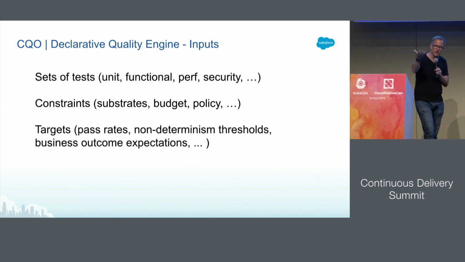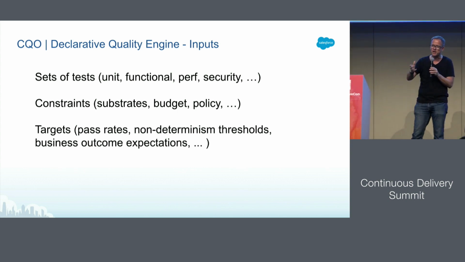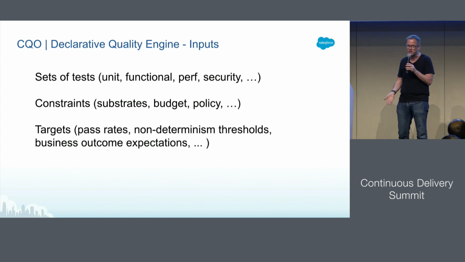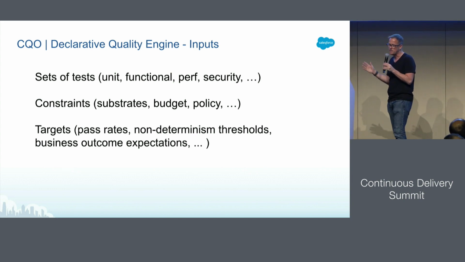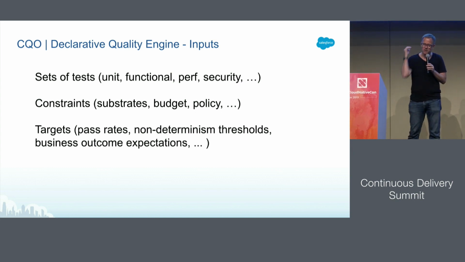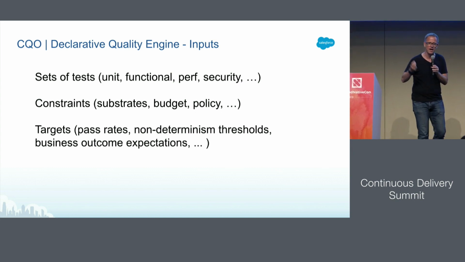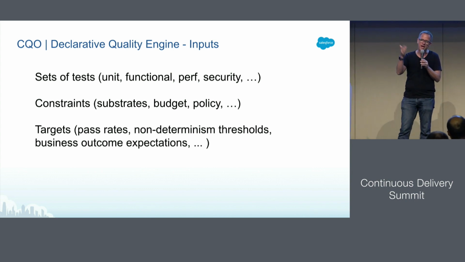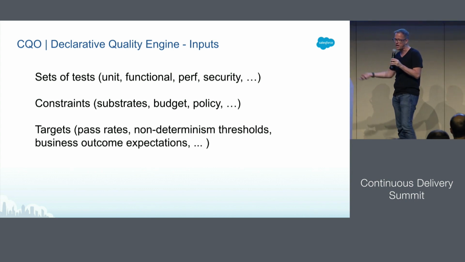You also have a set of constraints, right? You have a set of policies. You have a budget. A budget is a constraint, just like any other constraint. You have different kinds of environments that you have to run on and so forth. You have targets. So you might want to say, at a certain level of pass rate, at a certain stage, I consider that to be okay.